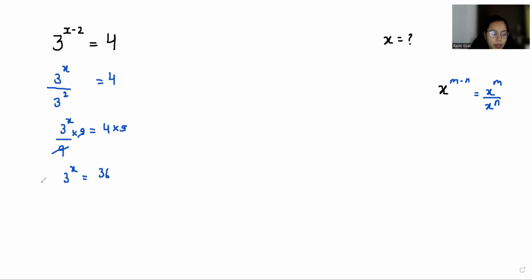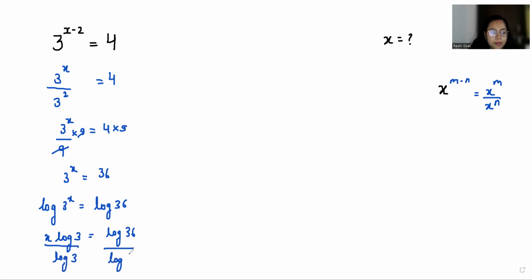36. Now I'm taking log on both sides. So log 3 power x is equals to log 36. So x log 3 is equals to log 36. So if I divide both sides by log 3, we can cancel out this. So x is equals to log 36 by log 3.